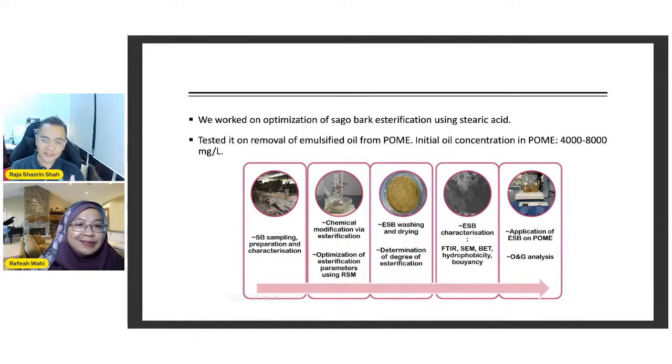Okay, you were at the third box. After the chemical modification, we go into the drying, right? Yes. The sample was then dried, and then during our research we characterized them, so that we are sure that they have good adsorbent properties. After characterization, we then apply them for removal of oil from POME and other wastewater.